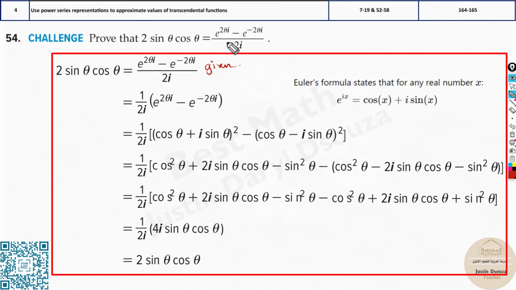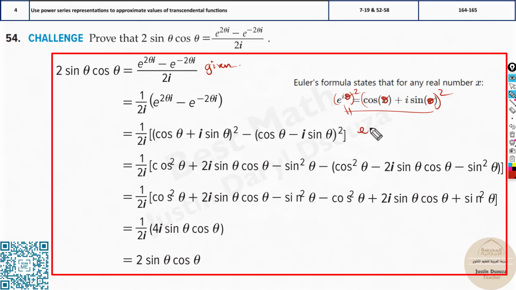Now you need to know that for e to the power of anything, ix or theta i, we have Euler's formula, which states that for any real number x, where the imaginary part is also in the power, you write it as cosine x plus i sine x. This is the formula. Here, instead of x we have theta. But look here, there is another power 2, so this is squared. If it's squared, it will be multiplied by itself, right?